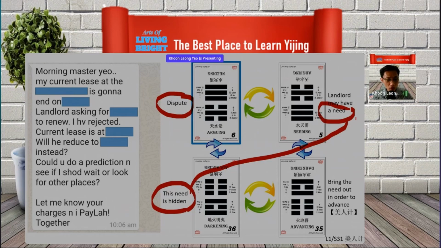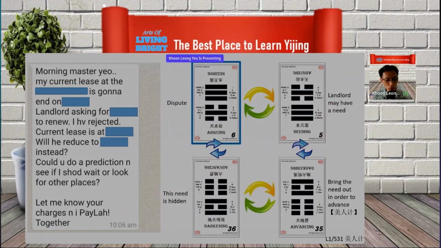So in order for us to help my client to move, to have advancement, all I need to do is address these hidden needs. Turn it upside down, you get the 火地晋. 火地晋 means advancement. So just now we talked about the 火地晋. We say that we can think about 美人计. Okay, 美人计.